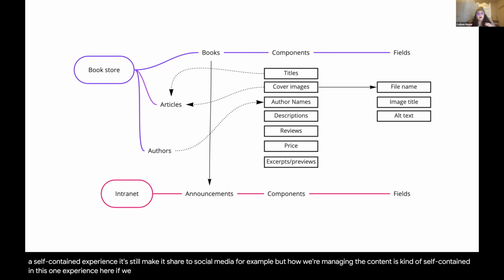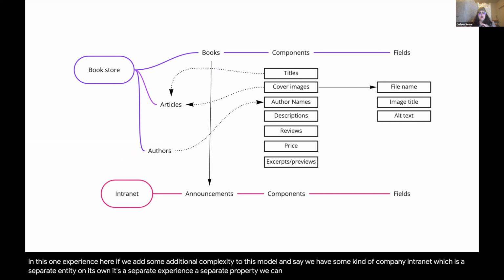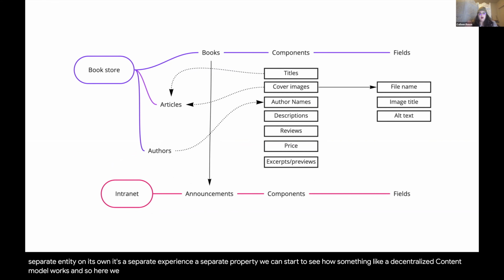If we add some additional complexity to this model and say we have some kind of company intranet, which is a separate entity on its own, a separate experience, a separate property, we can start to see how something like a decentralized content model works. And so here we have the online bookstore, which is separate from the actual intranet.